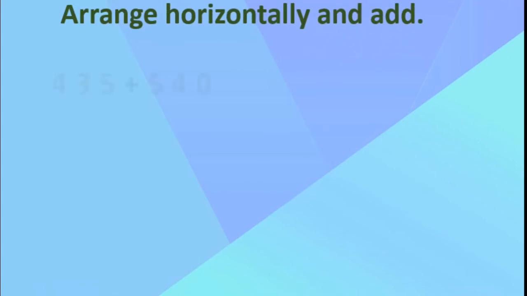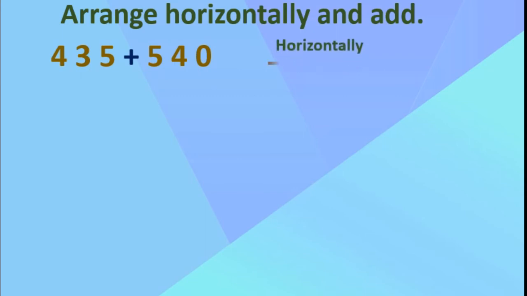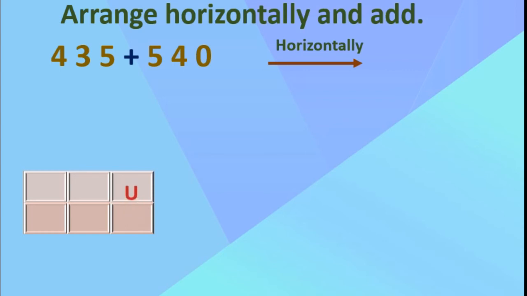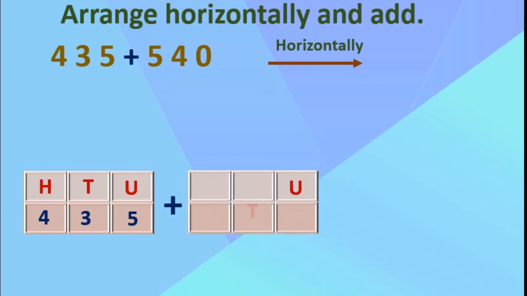Now horizontal arrangement. Yes, you know, in last lecture we have learnt about the horizontal arrangement. Horizontal arrangement means in sleeping mode. We will write the sum in sleeping mode. See, like this: units, tens, 100. Whatever is given we will write here, plus again we will make the table. Units, tens, 100. Here we will write 540.